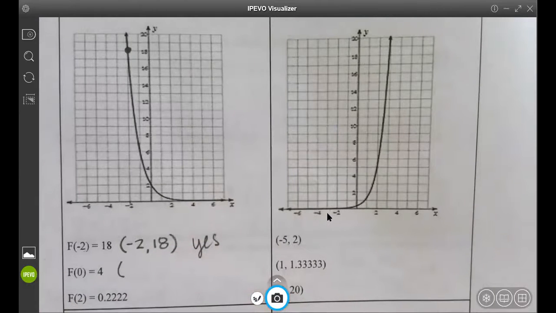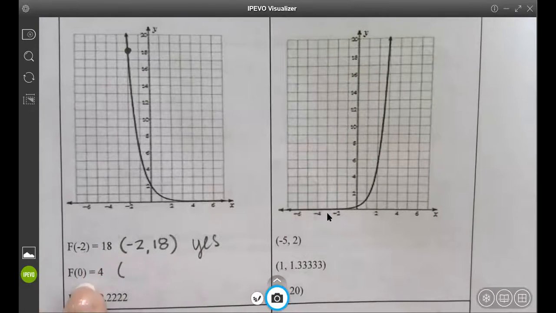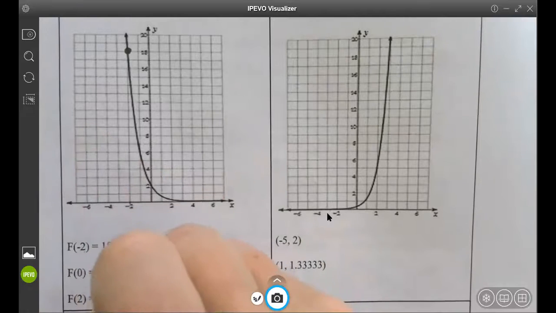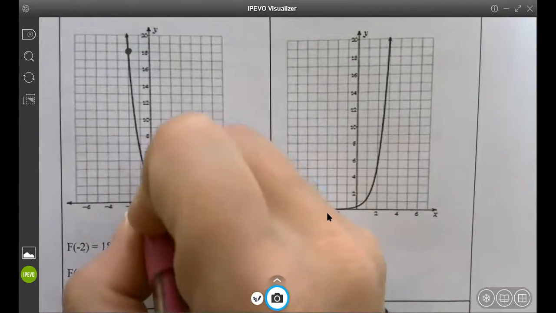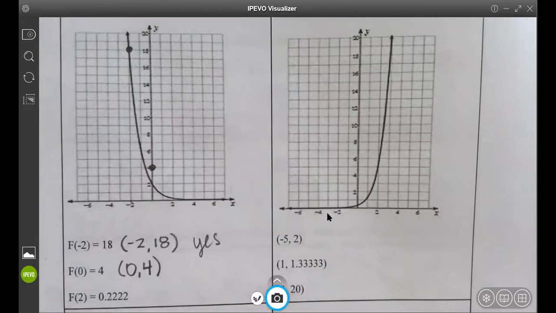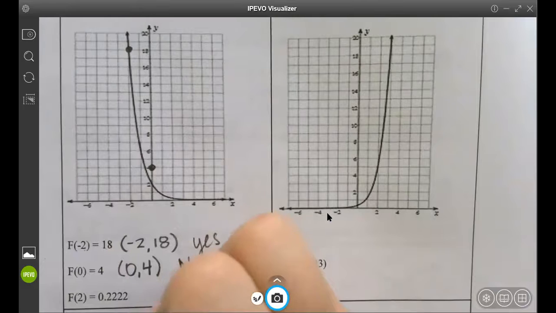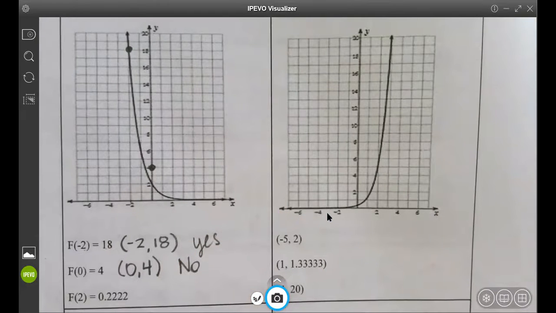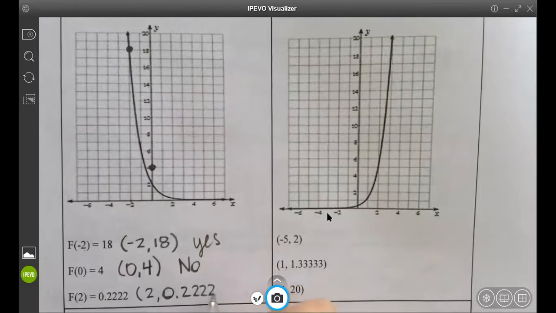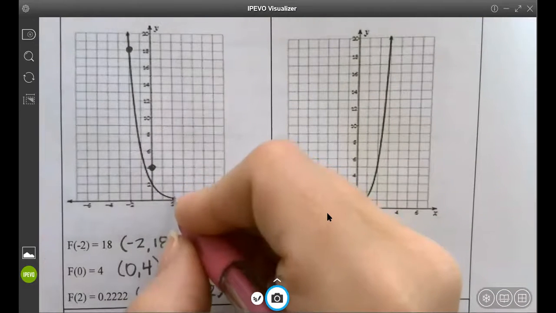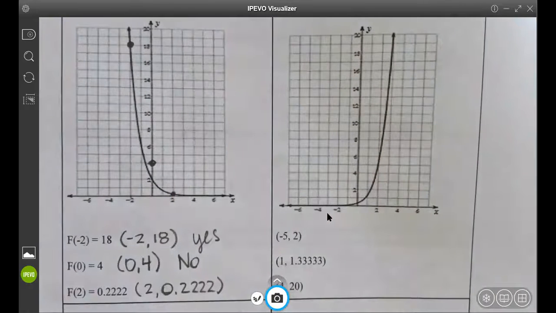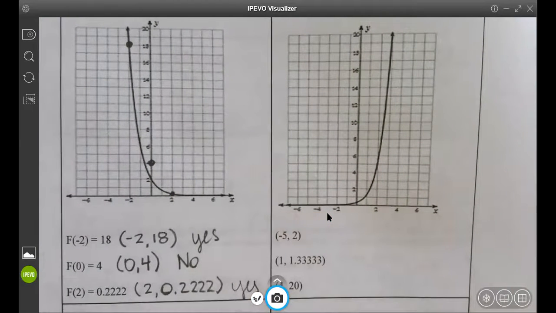What's your next coordinate? If this one was -2, 18, what's your next one? 0, 4. That means go over 0 and up 4. Is that point on the line? I drew it right here. Is it on the line? No. That's all you're doing. The last coordinate is 2, 0.2222. That means we go over 2 and up 0.2. This one looks like it is on the line, right? We're going to assume that it is.